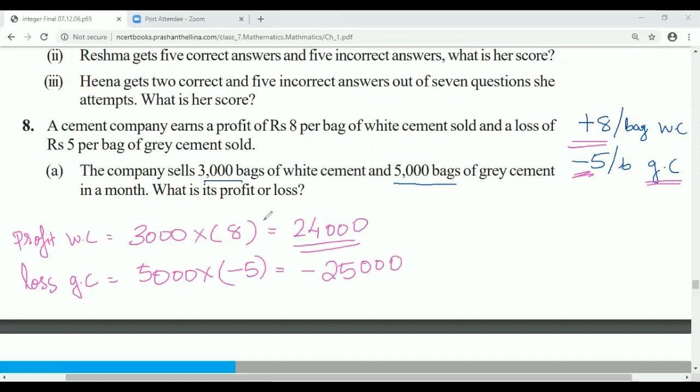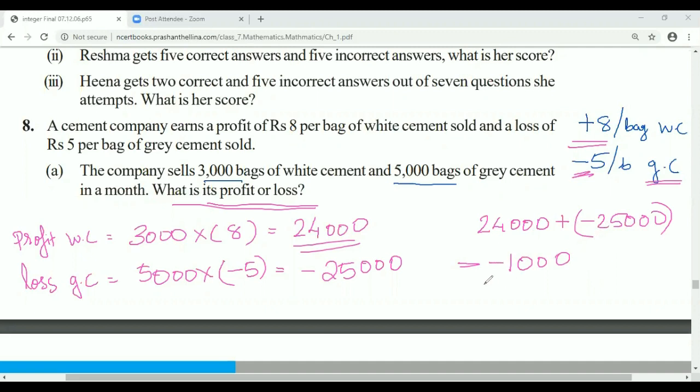So in total, in the resultant, we can see whether it was profit or loss. Finally the company is getting positive 24,000 added with the negative 25,000. So we can find the difference. One number is positive and the other number is negative. We find their difference. You will get 1,000, and the greater absolute value is for the negative number. So the answer is also negative. So negative 1,000 means 1,000 rupees loss. This negative sign indicates that it is a loss. So you can write the answer: rupees 1,000 loss.